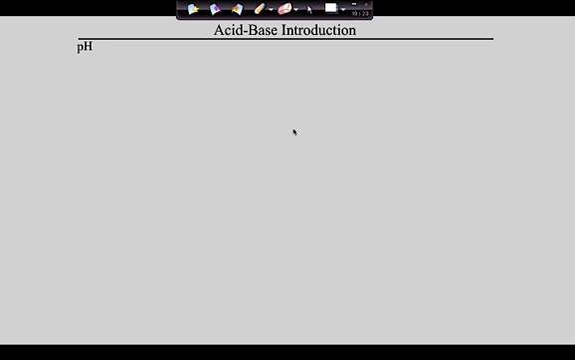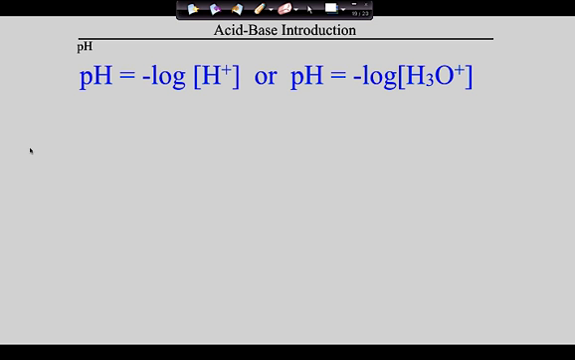Do we need to go over it, or do you remember the math? Do you remember this? That pH is the negative log of hydrogen ion, but it's also the same as the negative log of hydronium ion. You okay with that idea?